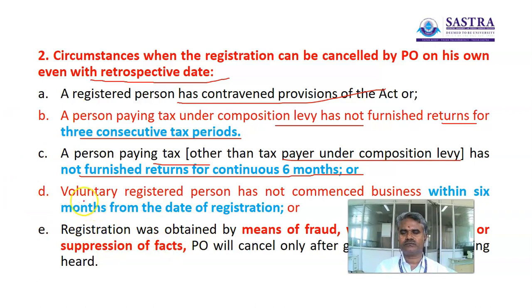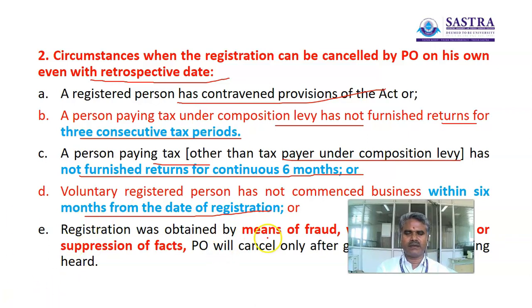5B. A voluntarily registered person has not commenced business within 6 months from the date of registration. One person decided to start a business and immediately registered, but after registration, he did not start the business. He has not started any business for a long, 6-month period. In this situation, think one registration number is issued. He got the registration number, but he has not started his business. So now the registration is cancelled.